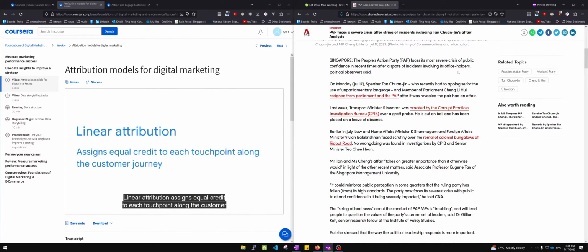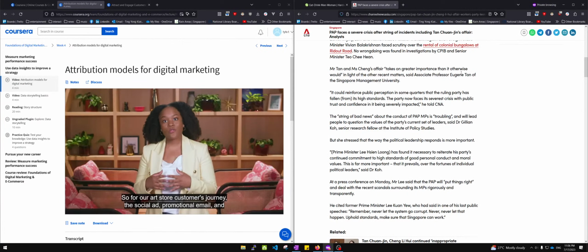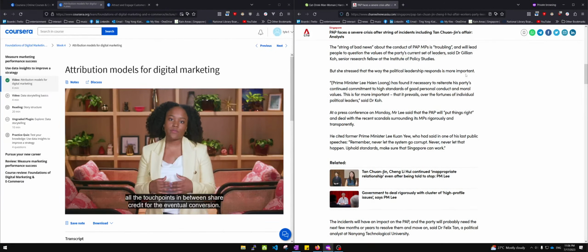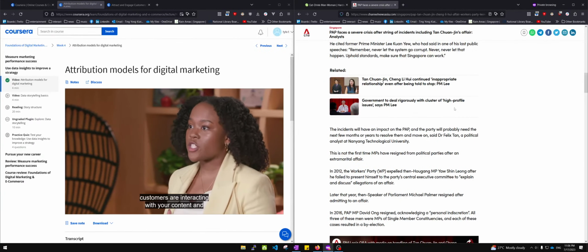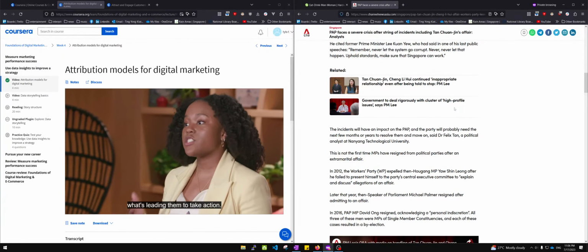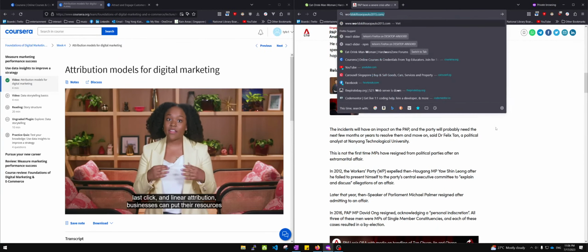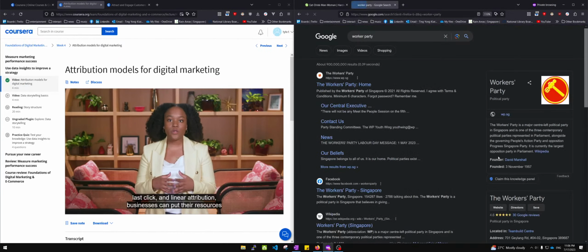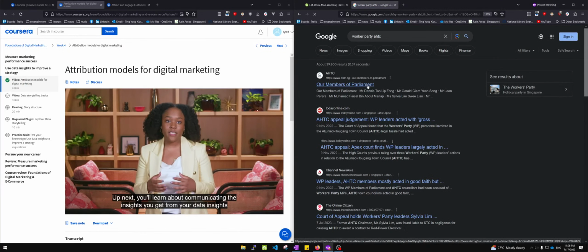Linear attribution assigns equal credit to each touch point along the customer journey. So for our art store customer's journey, the social ad, promotional email, and all the touch points in between share credit for the eventual conversion. Attribution isn't an exact science, but it can give you a better idea of how customers are interacting with your content and what's leading them to take action. Using models like data-driven, first click, last click, and linear attribution, businesses can put their resources in places that will maximize customer conversions. Up next, you'll learn about communicating the insights you get from your data to other people.